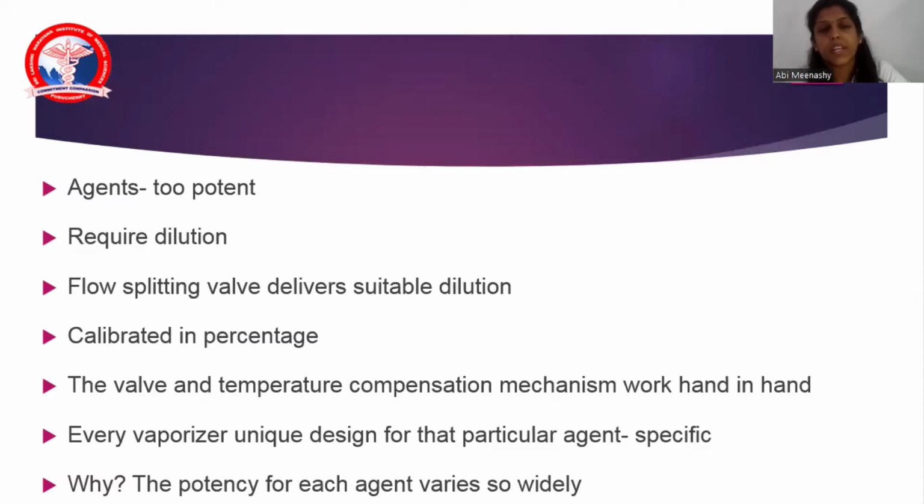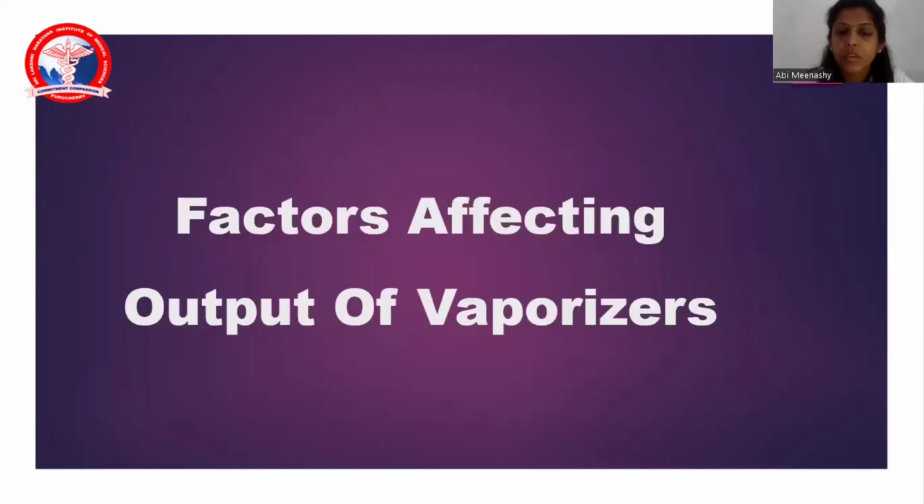The splitting valve will deliver a suitable dilution that is calibrated in percentage. The valve works according to your control dial. Whatever control dial you set, the valve will adjust accordingly. And the temperature compensation mechanism works hand in hand. Every vaporizer is a unique design, specific to that agent. That's what we need to know, because every agent will differ in its saturated vapor pressure, its boiling point, its vapor pressure and everything. Okay. What are the factors that affect the output of these vaporizers?